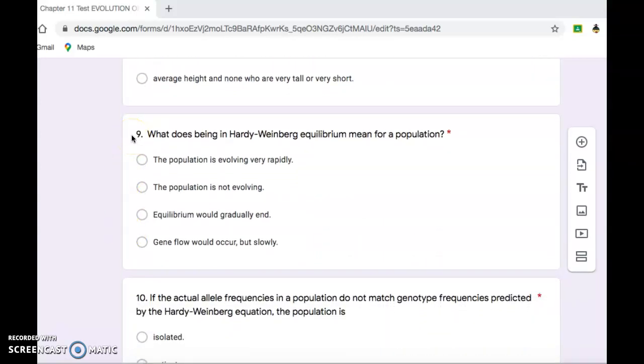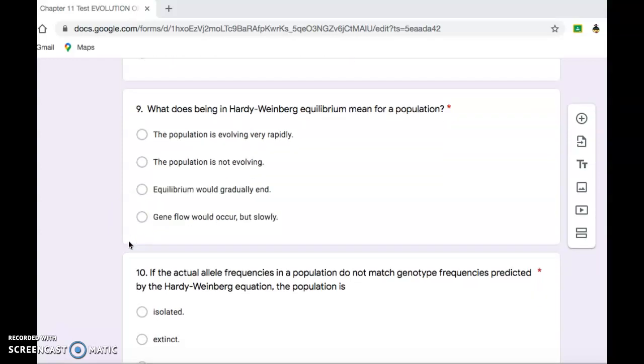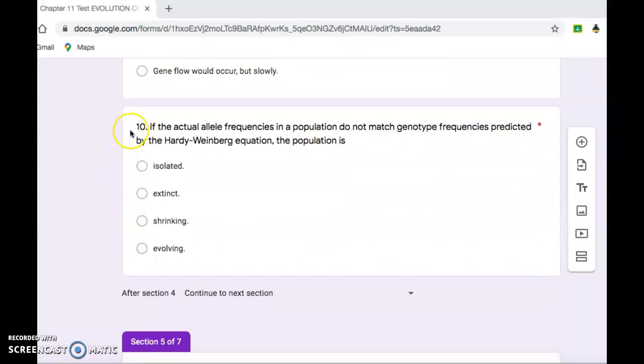Number 9, what does being in Hardy-Weinberg equilibrium mean for a population? The population is evolving very rapidly. The population is not evolving. Equilibrium would gradually end. Gene flow would occur, but slowly. Number 10, if the actual allele frequencies in a population do not match genotype frequencies predicted by the Hardy-Weinberg equation, the population is isolated, extinct, shrinking, or evolving.